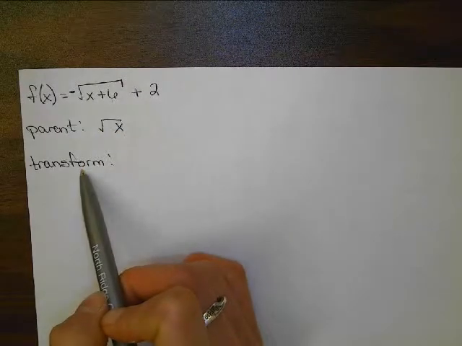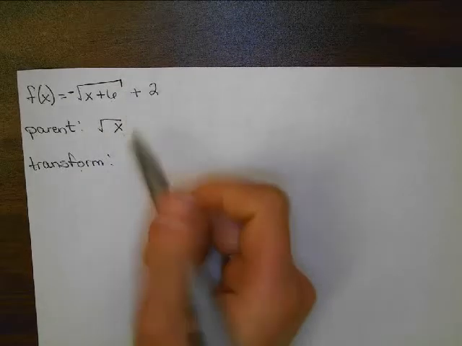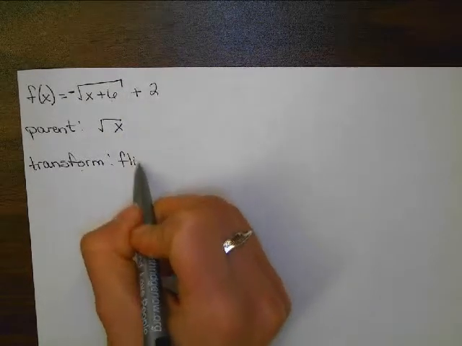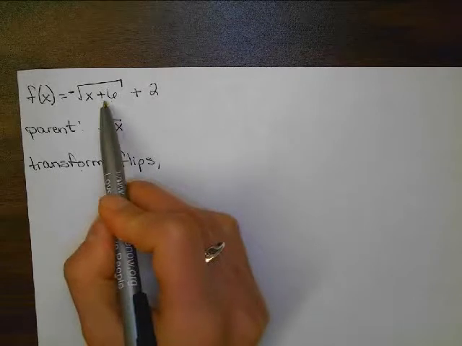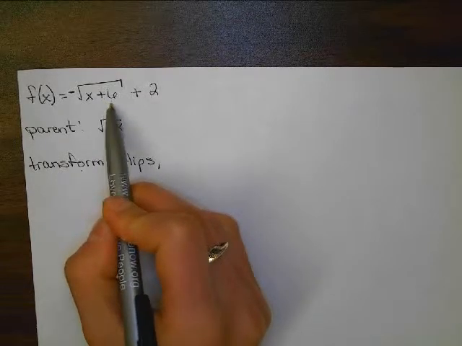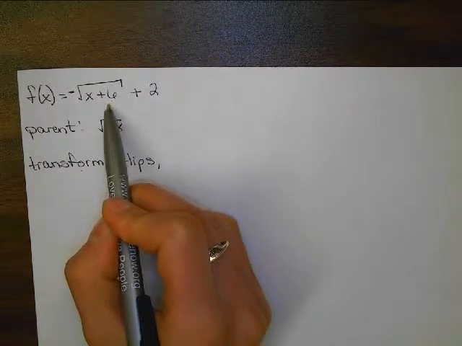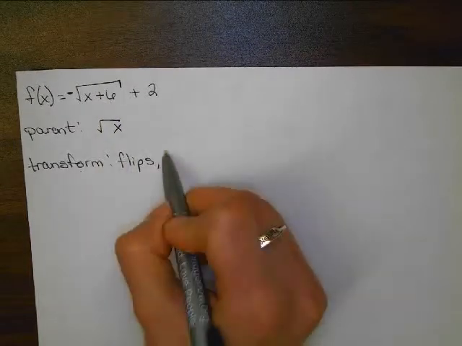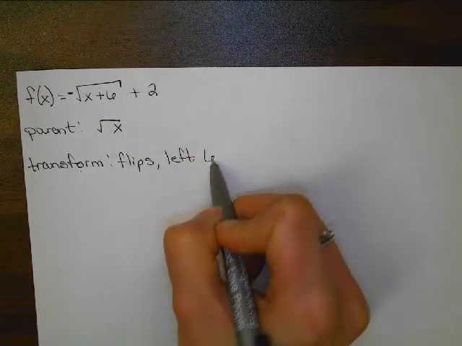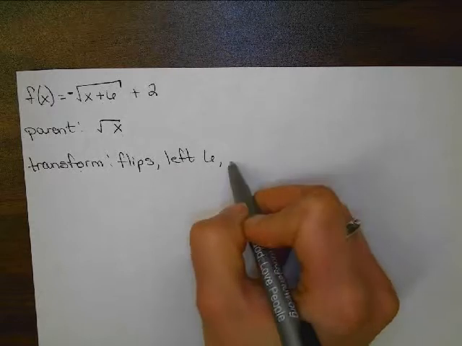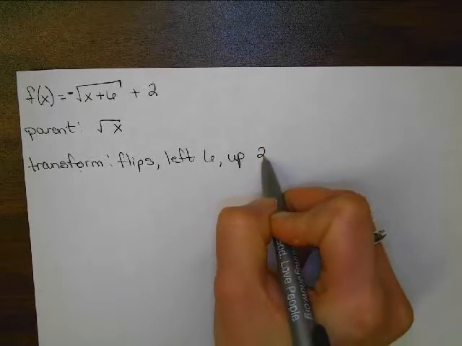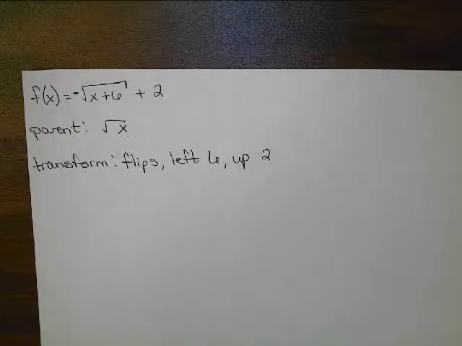Now the transformation, if you remember from your notes, a negative always flips it. So I know this flips. I also know that since this 6 is inside the parentheses, it's a positive, which means it's going to move left 6. Because on the inside it's always the opposite of what you think. And since that 2 is on the outside and it's a positive, it's going to move up 2.